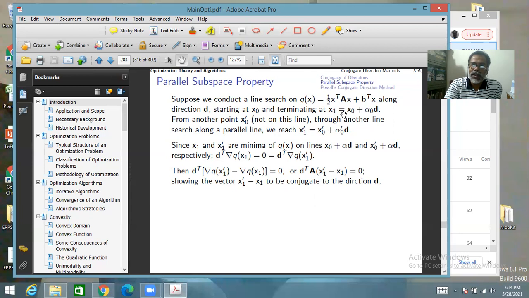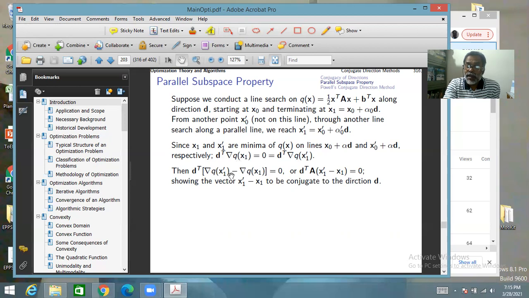One line goes from x0 to x1, another line parallelly goes from x0 prime to x1 prime. Now, x1 is the minimum of the function along this line. x1 prime is the minimum along this line. So the gradient at both x1 and x1 prime will be orthogonal to this direction d. That is this as well as this. Both are 0, so their difference is also 0. d transpose this minus this.